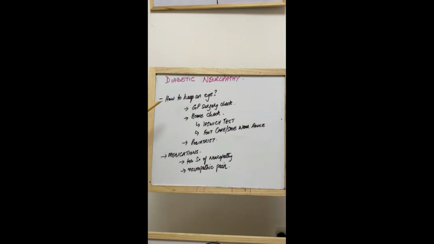So how to keep an eye on your distal symmetric polyneuropathy? Firstly, attend your annual feet check appointments at your GP surgery. This will involve a sensation check with a 10-gram monofilament test they would do and you would be aware of. Again, ask your surgery or your diabetic nurse if you can do some home checks, including something called the Ipswich test, in which you can test your sensation of your feet yourself, or your carer can do this.